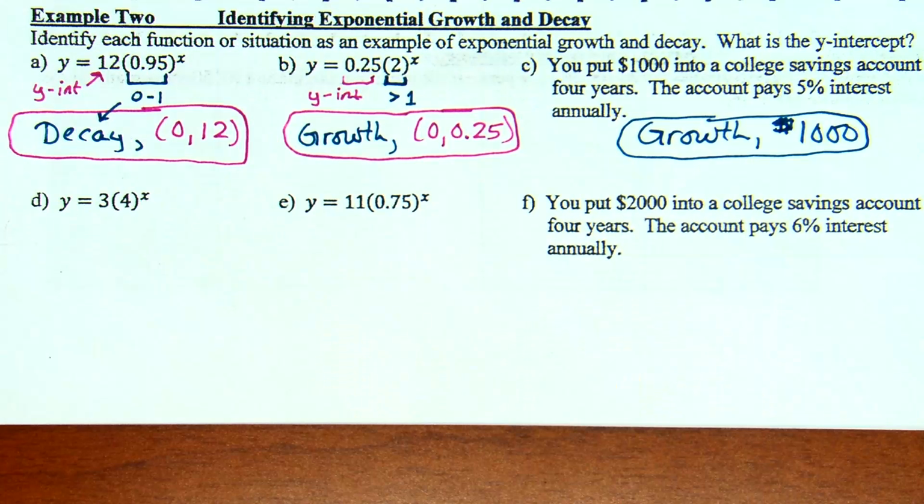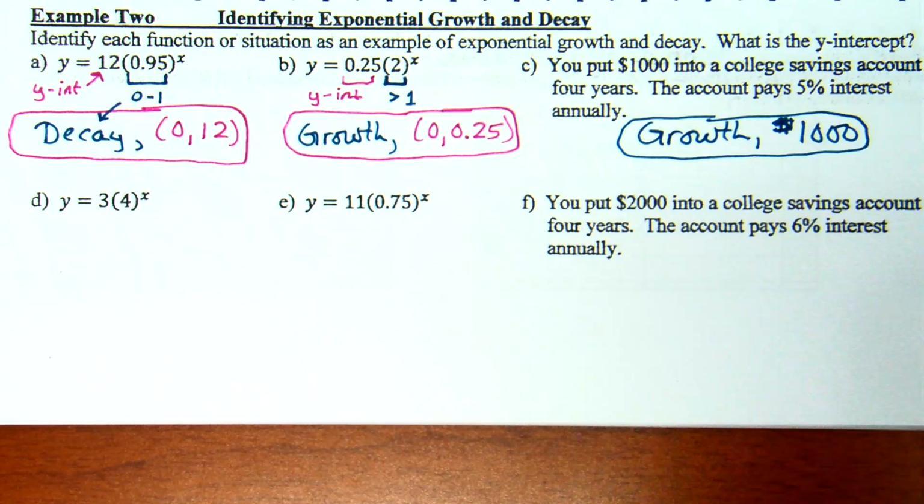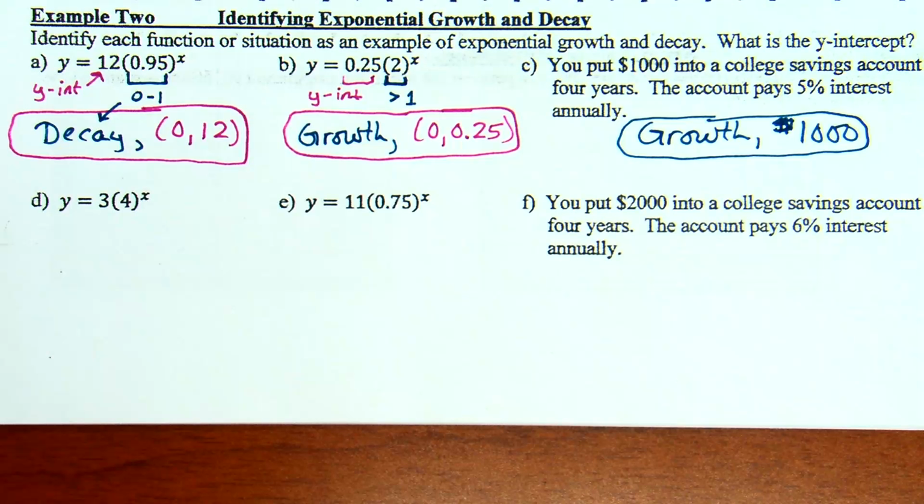Real quick, just for the sake of it, what would the formula be? We'll talk about that on the backside. It'd be y equals 1,000 times 1.05 to the x. But again, we'll talk about that on the backside. In fact, yeah, a very similar problem in example 3. Okay, real quick. I'm not going to write all the information out.